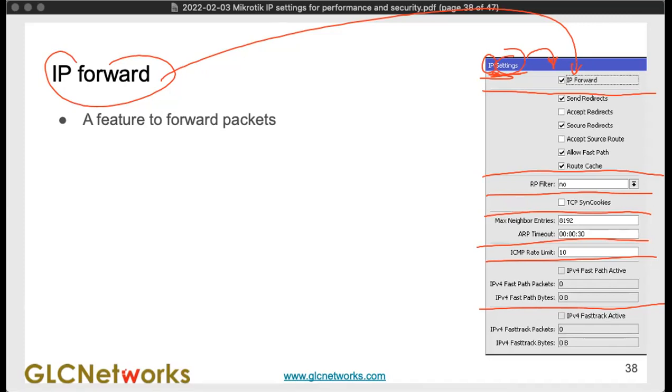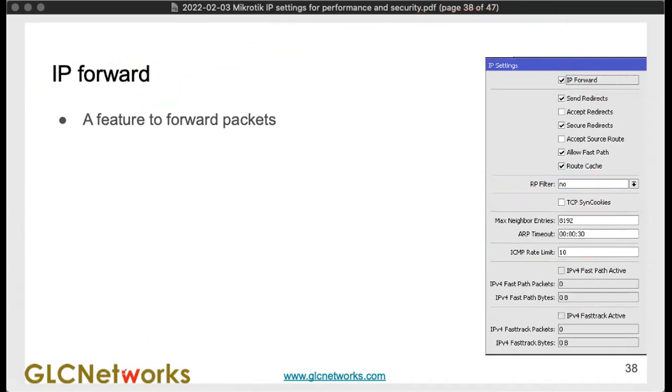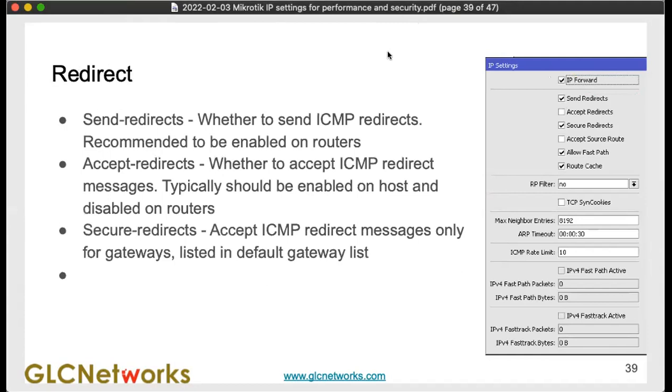Okay, so the first option is IP forward. If you are using Linux as a router, then most likely you must activate this option. It's very straightforward, just turn it on, and boom, your router becomes a router, a device capable of forwarding packets. Otherwise, it's not a router. So you have to activate IP forward.